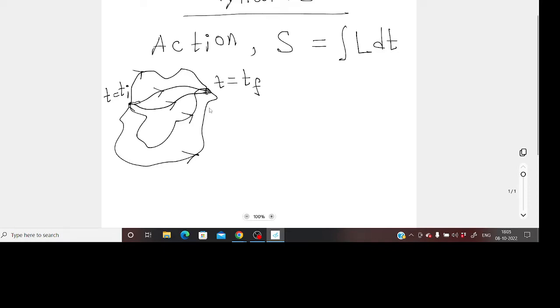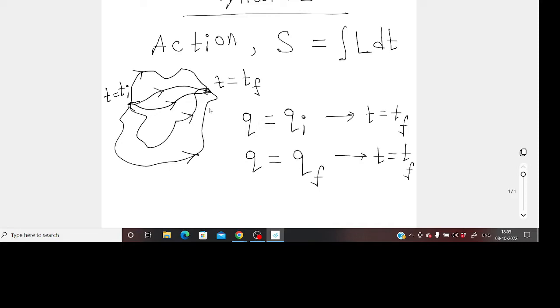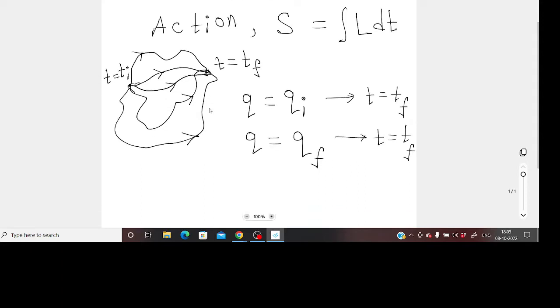So let's say the coordinates at initial time ti for all the paths are q equal to qi, and similarly q equal to qf at t equal to tf for all the paths. Okay, so these are the initial and final conditions. Sir, q equal to qi at time t equal to ti, so not tf. Hmm, this should be ti, right? Good.